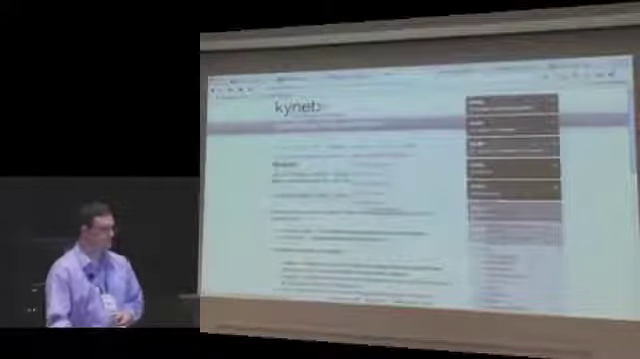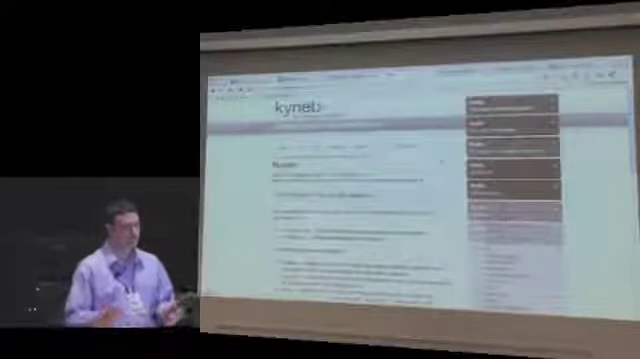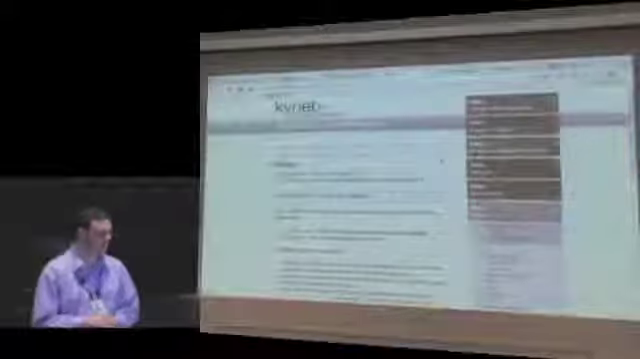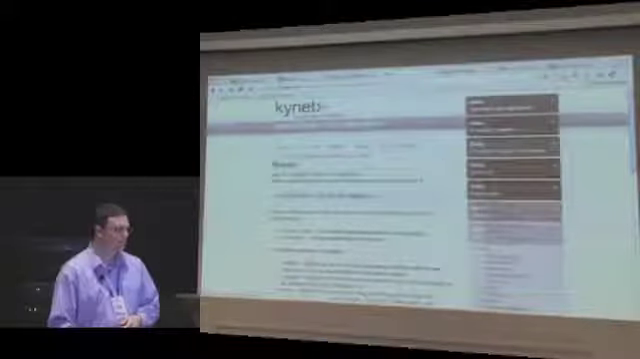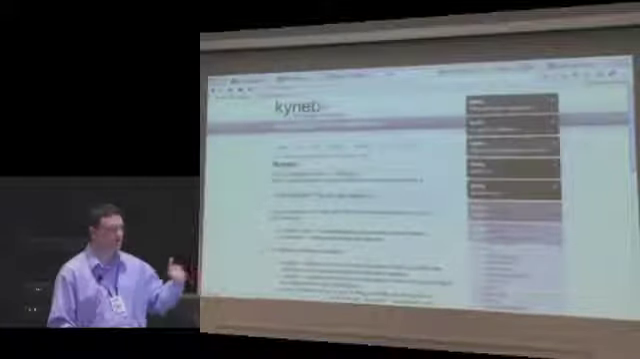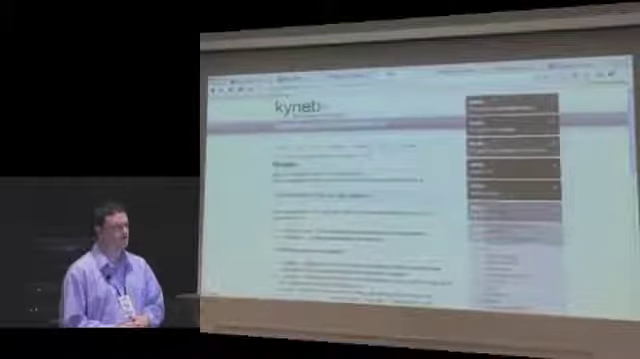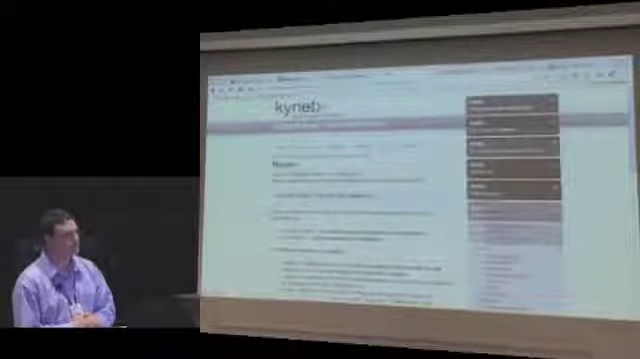KRL supports functions. I'm not going to talk about them. And this site is, we have people working on the documentation site constantly, so it's pretty good.